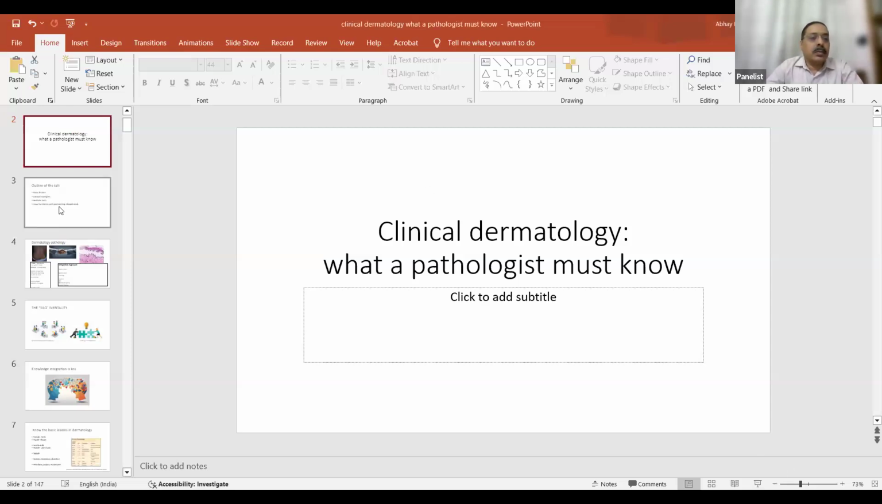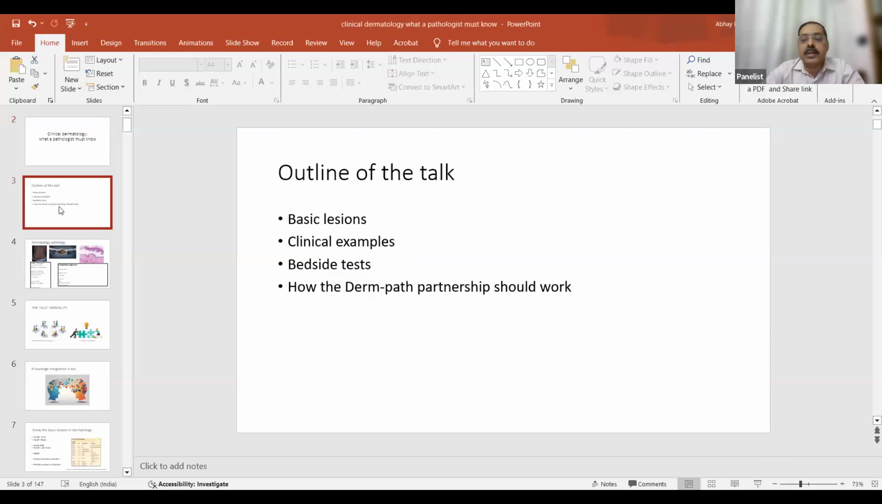So what is the outline of my talk? Basic lesions I'll just be introducing because there's a heterogeneous audience comprising senior pathologists as well as the junior-most residents. So I'll be dealing with certain basic lesions, and what we mean by a macule, papule, patch, or plaque, or whatever. I'll be peppering my talk with a lot of clinical examples so that you understand the difficulties which a dermatologist realizes and how you all as pathologists would help to resolve that, and the importance of a CPC. I would also be touching upon bedside tests and talking about derm path partnership and how that should work.